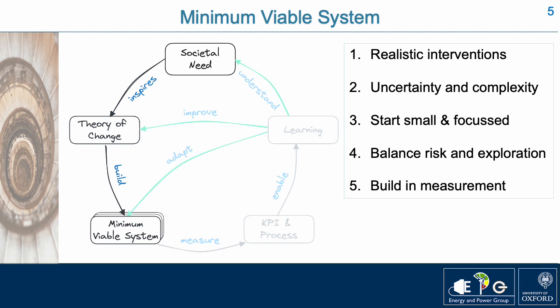The minimum viable system is a laboratory, grounded in the messiness of the real world, that enables the testing of the hypothesis and of deep learning. Over many iterations, the MVS should scale and bring to life a new system that effectively delivers the desired societal outcome.